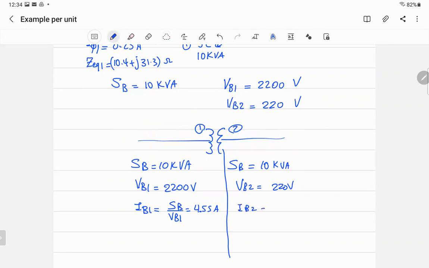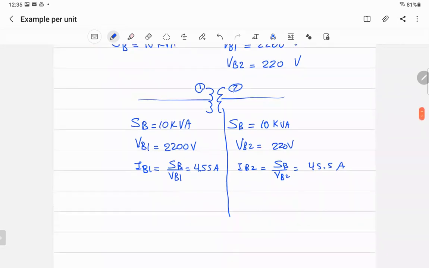IB2 will be the same power, V amp, divided by the voltage base 2, so 10 kVA divided by 220, you get 45.58. Observe the base values are related to the turns ratio. Look at the voltage here, that's 1/10. Look at the current, that's 10 times the IB1. Everything is fine. Now, the last base, the impedance.